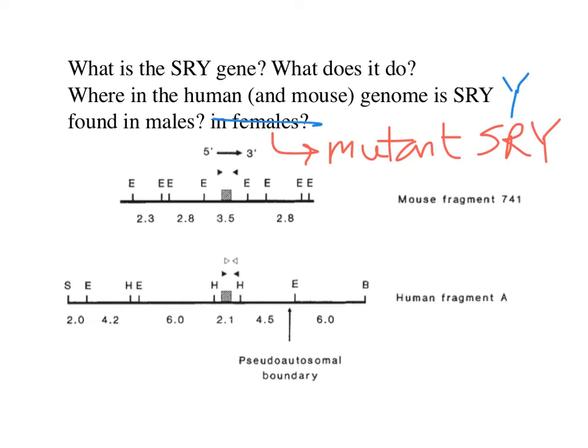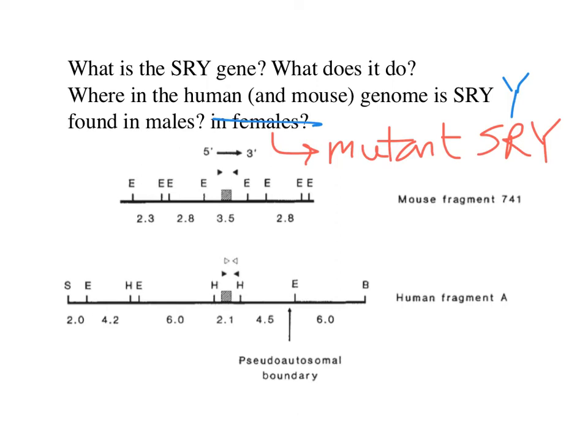By the way, so this is one of the figures from this paper, and we're looking at two different regions of chromosomes. So chromosome represented as a black horizontal line. This is the mouse version of the Y chromosome where this gene, SRY, is located. That's that gray box above the line. And here's the human version, same part of the Y chromosome. What are the E's and S's and H's? Anybody pick that up? Those are restriction enzyme sites.